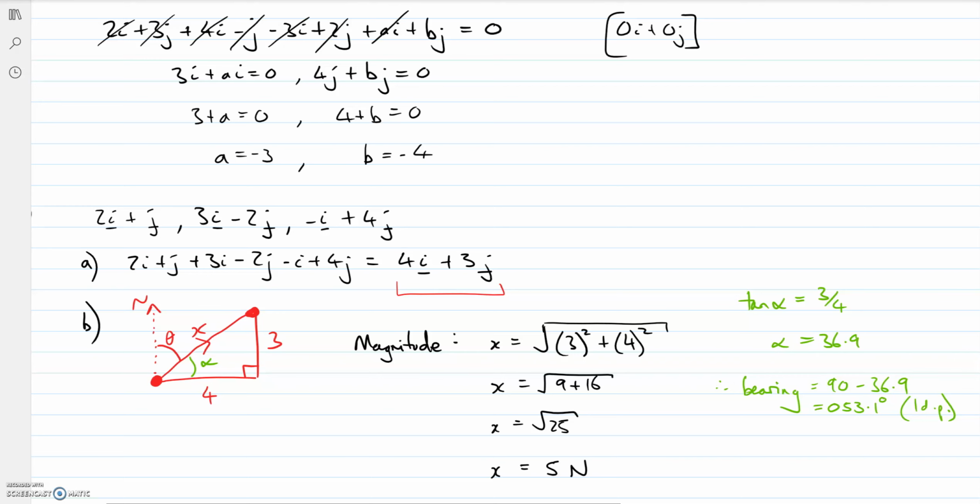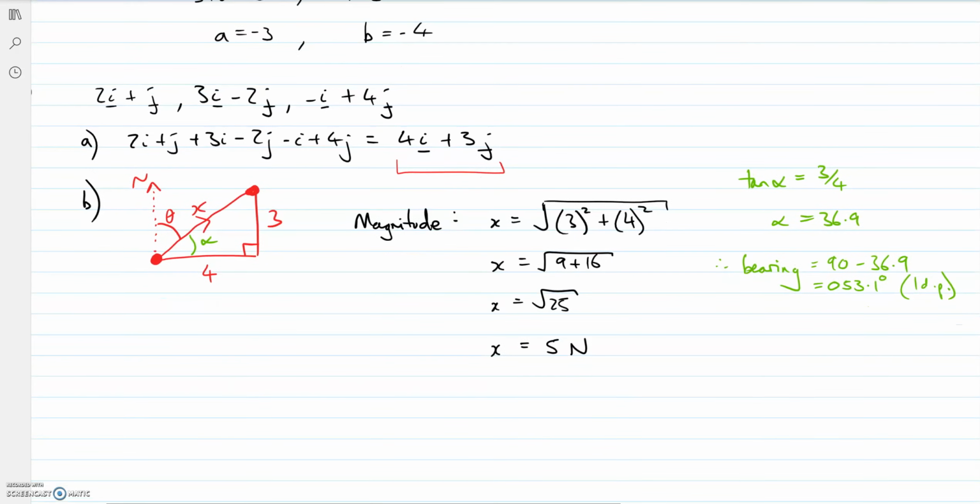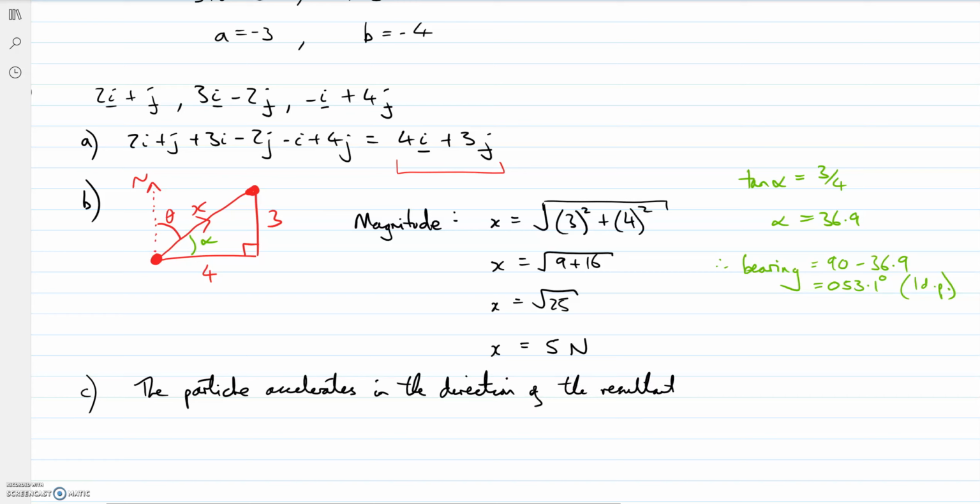And then finally, part C. Describe the motion of the particle. So the particle accelerates in the direction of the resultant force. So the particle's heading off in a kind of northeasterly direction.